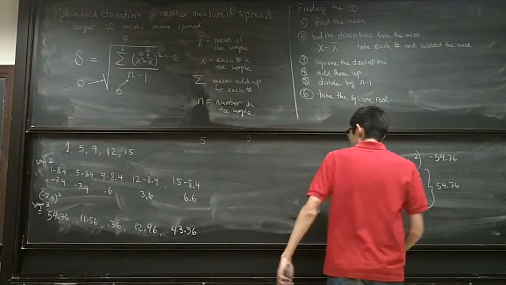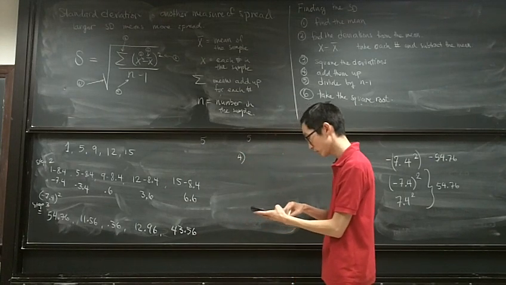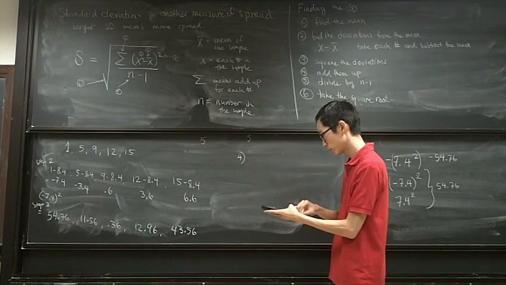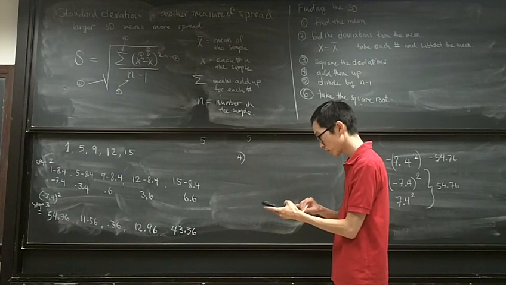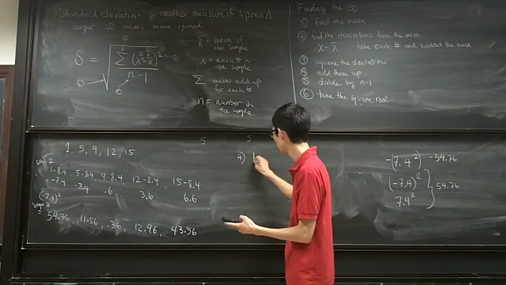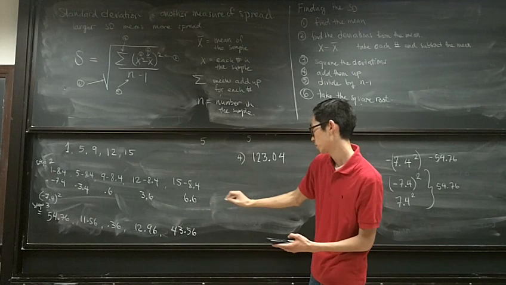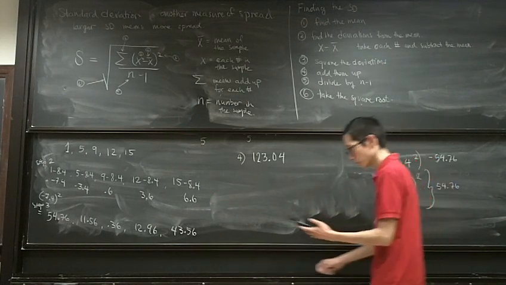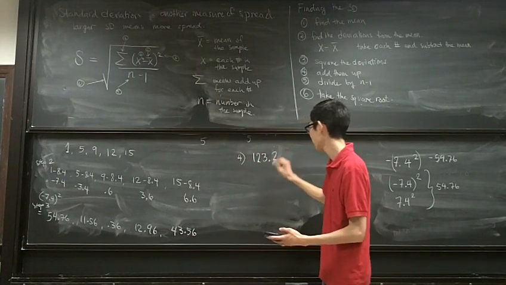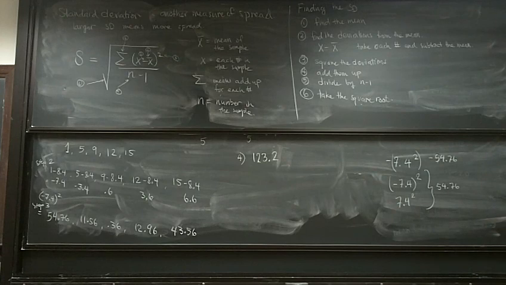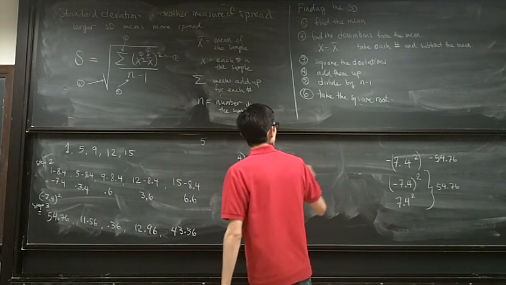And then I add them up and then I divide by n minus 1. So if I add all of these up, I get a big number. 123.2. Did I do it wrong? No, I did something wrong. 123 point what? 2? Okay, so I added something wrong here. So I add them up and I get 123.2, and then I divide by n minus 1.